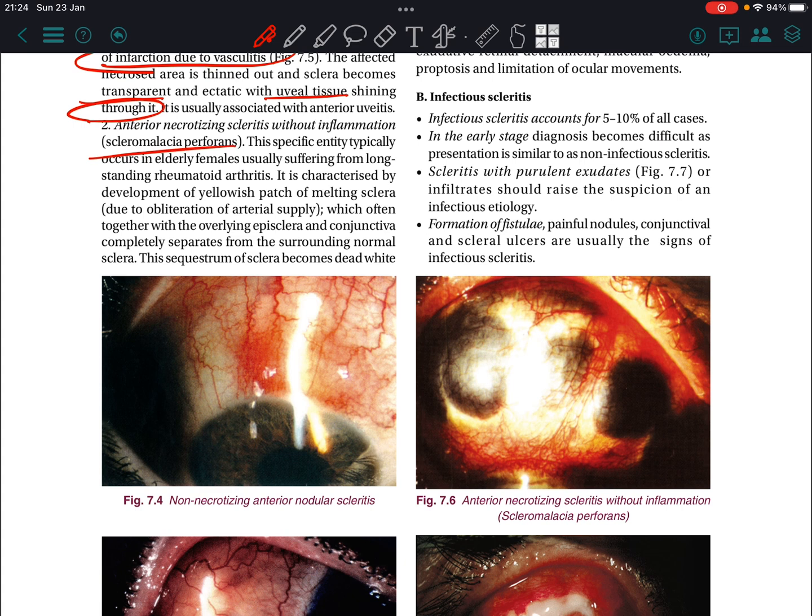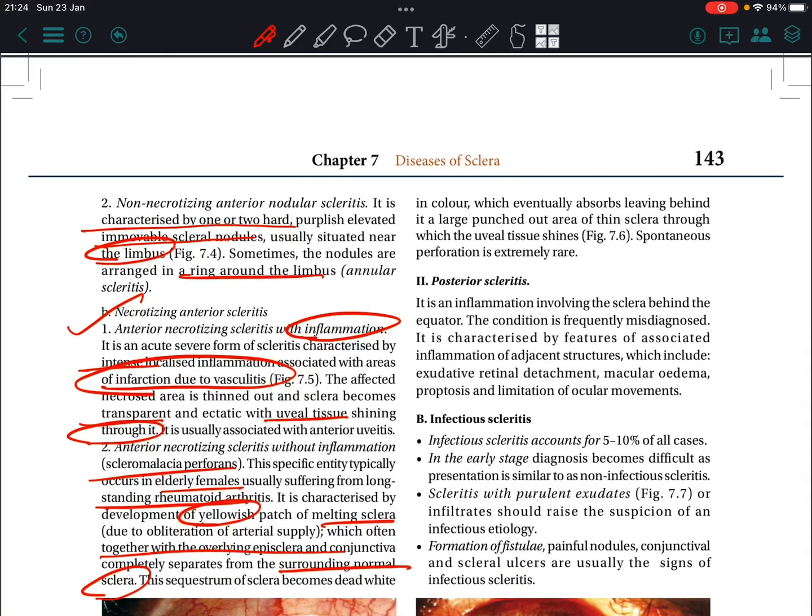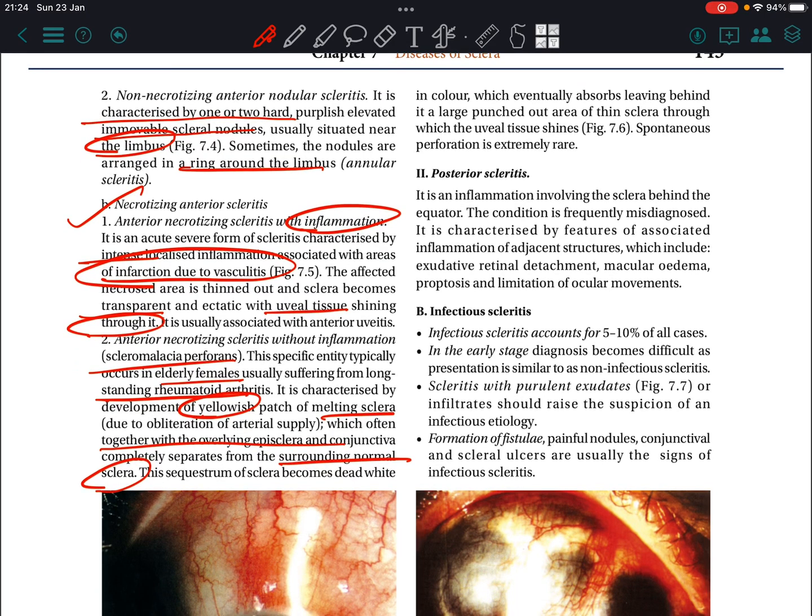Scleromalacia perforans. This specific entity typically occurs in elderly females, usually suffering from long-standing rheumatoid arthritis. It is characterized by development of a yellowish patch of melting sclera, which often together with the overlying conjunctiva completely separates from the surrounding normal sclera. This sequestrum of sclera becomes dead white in color, which eventually is absorbed, leaving behind a large punched-out area of thin sclera.